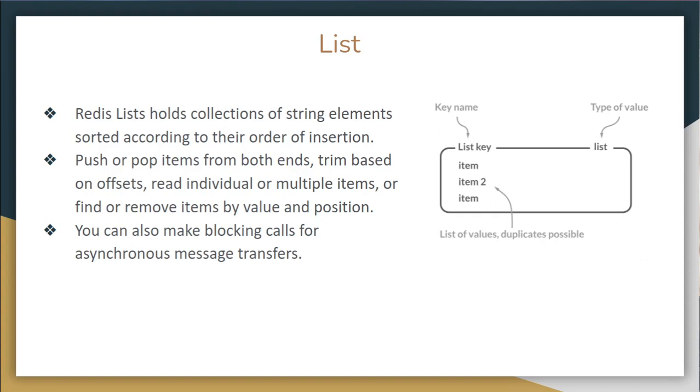So let's see a short description now. Here, on the right hand side, you see the list key. First you have to give the key. Next is the type, list, which stores multiple items. Simple.